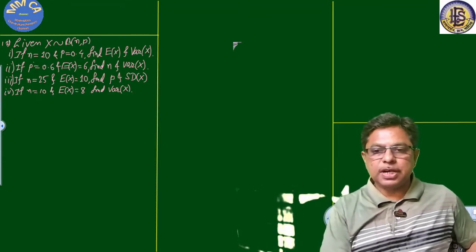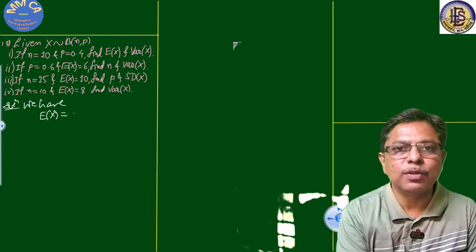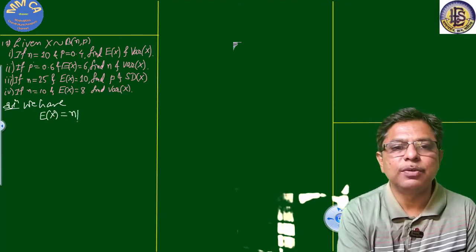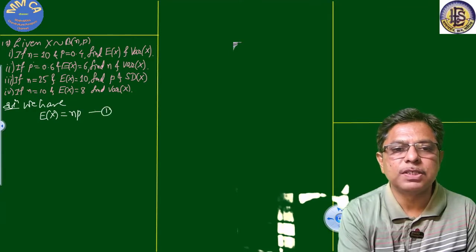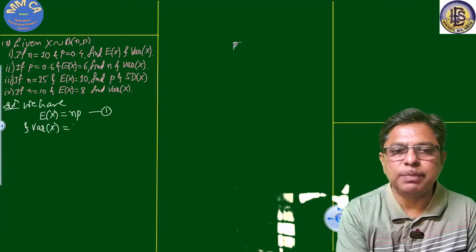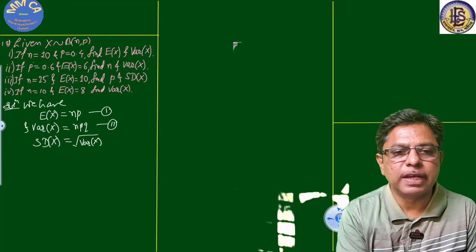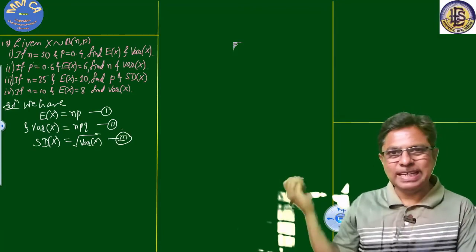So at the start we'll write the formulae. We have E of x is equal to n into p. The second formula is variance of x is equal to npq. Also, we are asked to find SD. If any student does not remember the formula for SD, it is the square root of the variance. Now it is very easy to find these values.